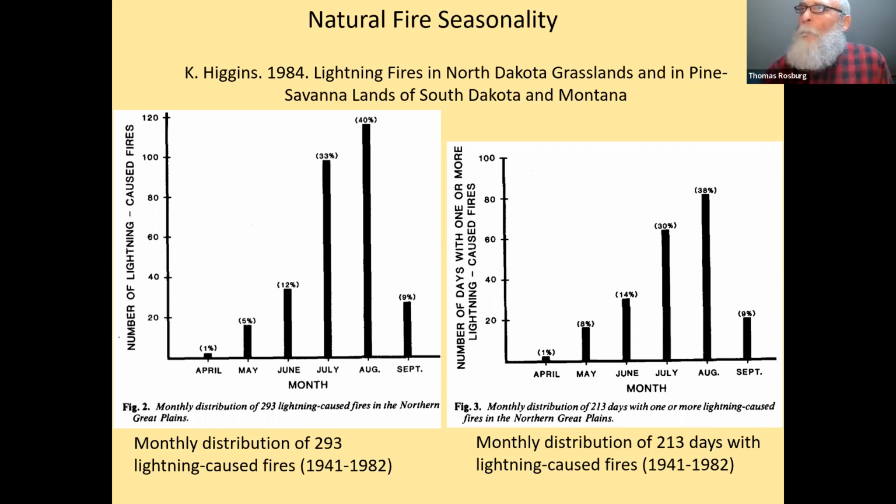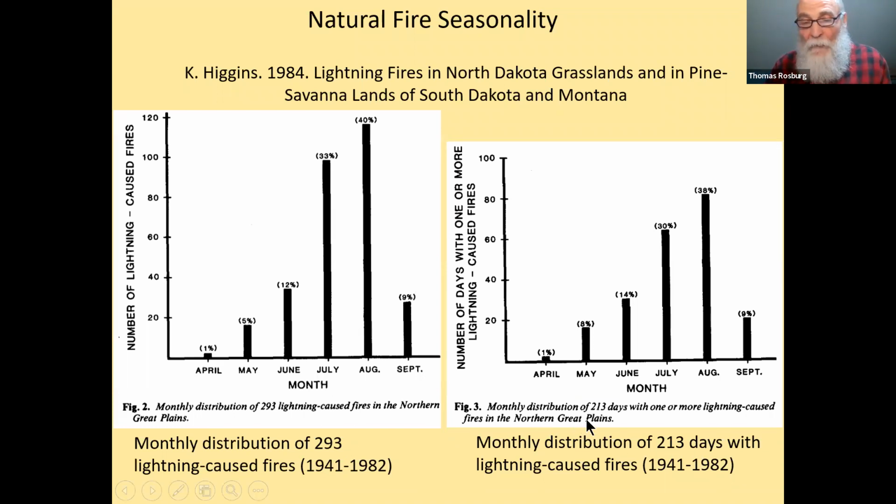This work from this 1984 study, just showing again the numbers of fires here on the left. This is the number of lightning-caused fires. They're looking at 293 lightning-caused fires between this time period here, 41 to 82, and again, classifying them as to the month when those specific fires began. Over here, it's the same data basically, but now we're looking at the monthly distribution of days with lightning-caused fires. And so we see there's 293 fires, there's 213 days.